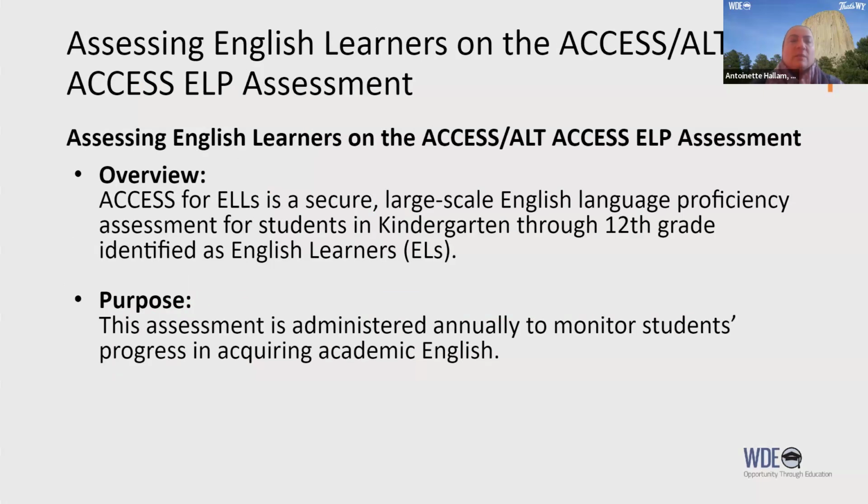Assessing English learners is crucial for understanding their progress in acquiring academic English. The Access for ELLs assessment is a secure, large-scale English language proficiency assessment designed specifically for students from kindergarten through 12th grade who have been identified as an English learner. This assessment is administered annually to monitor students' growth in academic English skills.